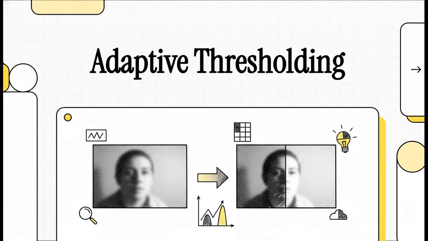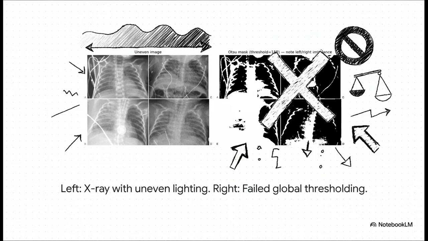Welcome to the Explainer. Today we're diving into a really powerful image processing technique called adaptive thresholding. Look, if you've ever tried to segment an image with uneven lighting, you know exactly how frustrating it can get. Well, this is the tool designed to solve that very problem. So let's start with a classic problem.